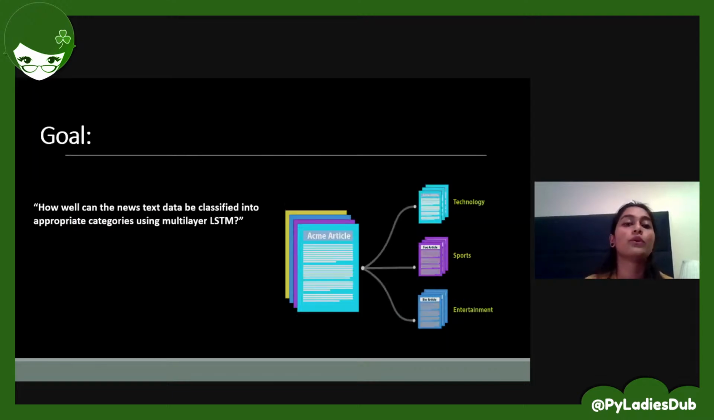The goal of this project is to see how well news text data can be classified into appropriate categories using multi-layer LSTMs. For example, we have a lot of data, as you can see, when we read through a newspaper. But what if it gets categorized into a simpler format? For example, data which belongs to technology is segregated under technology, data which belongs to food articles is segregated under food. So it will make it easy for the user to understand. If someone wants to read about technology, they can go to just the technology category to read it. So here comes LSTM.